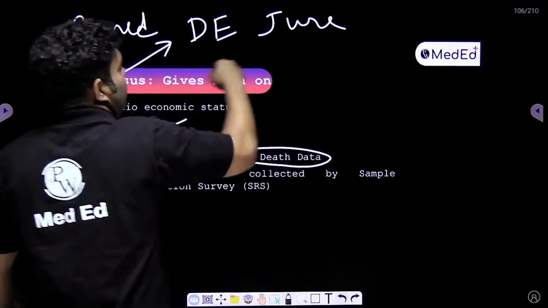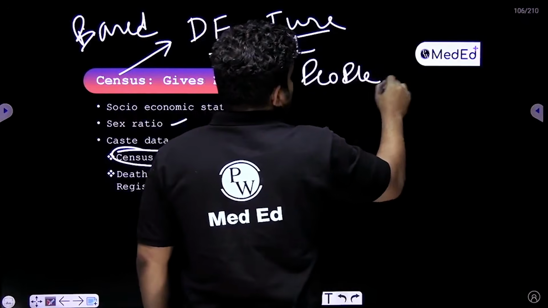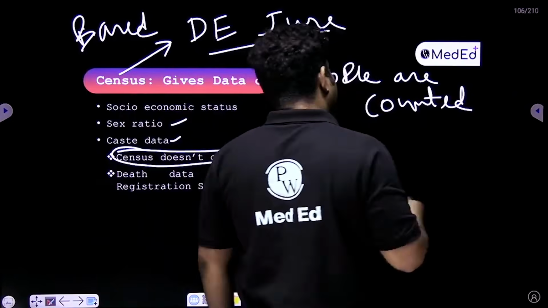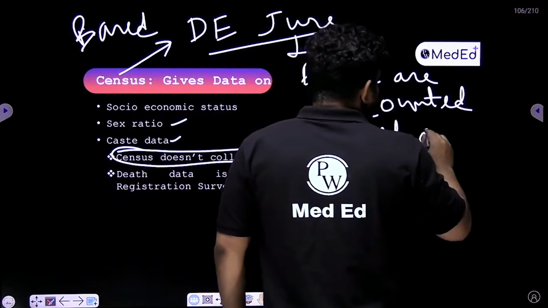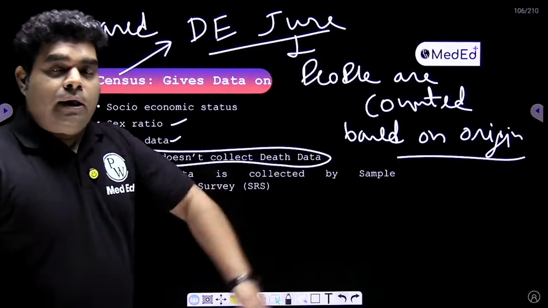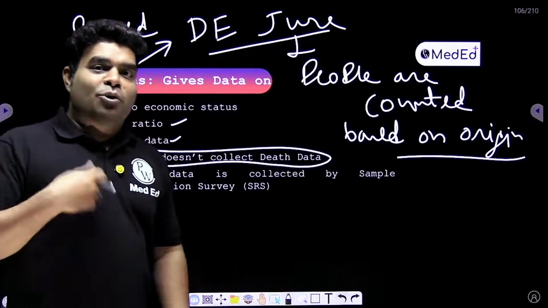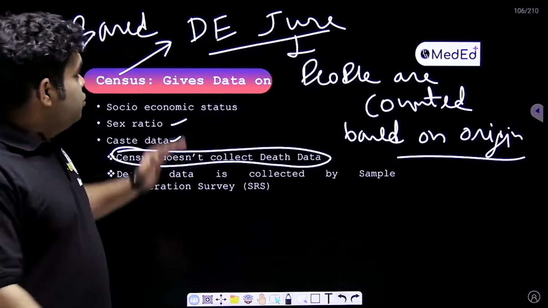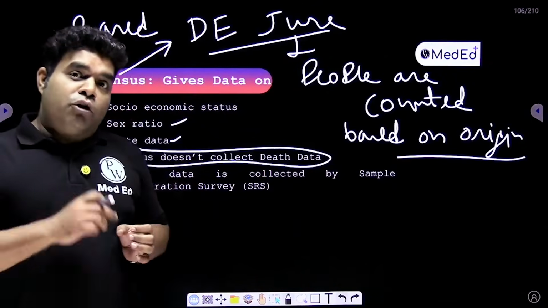What is de jure? De jure method means people are counted based on their origin. Suppose I am from Bihar and I am traveling in Goa. If I am in Goa and you count me in Goa, that is known as the de facto method, because factually you counted me in Goa. So de facto is not used in census. In census we use de jure. Even if you find me in Goa, you will count me in Bihar.